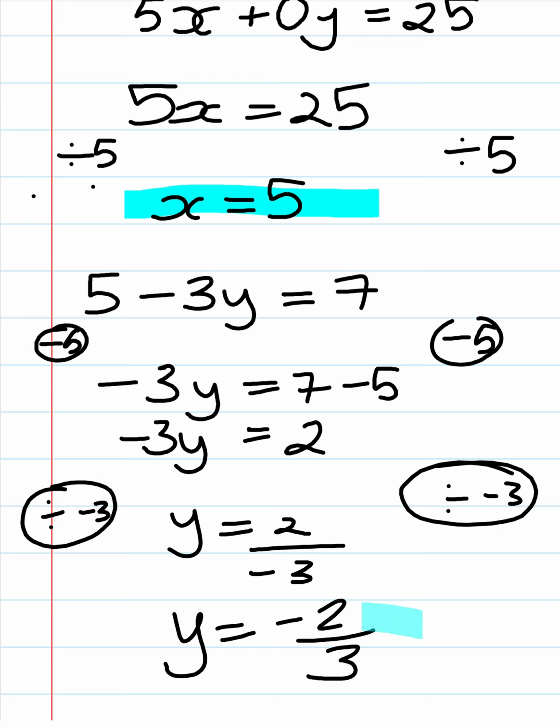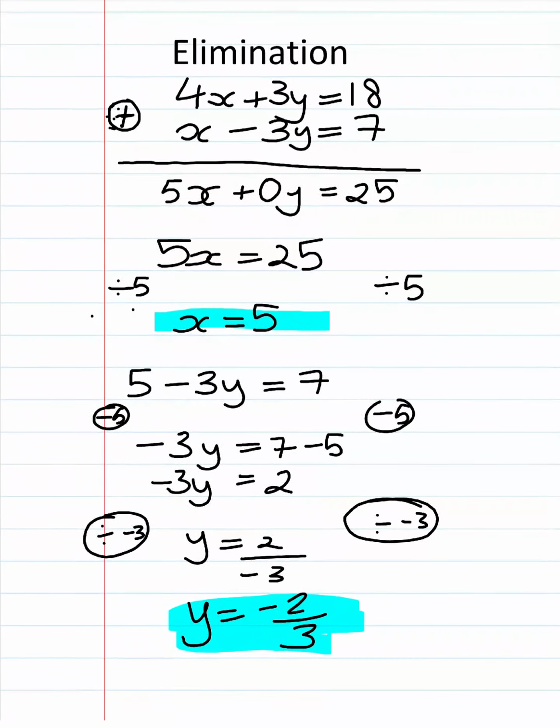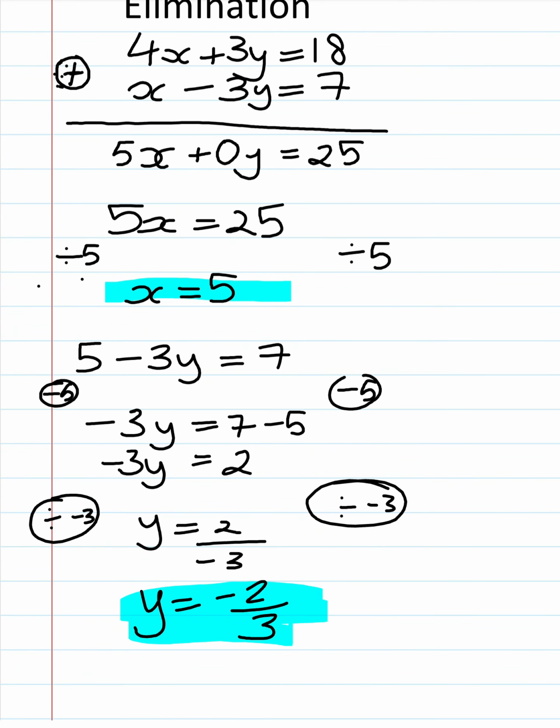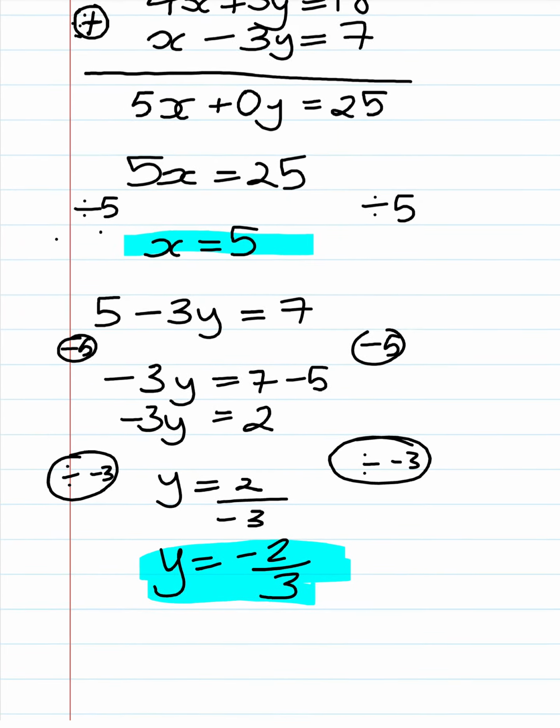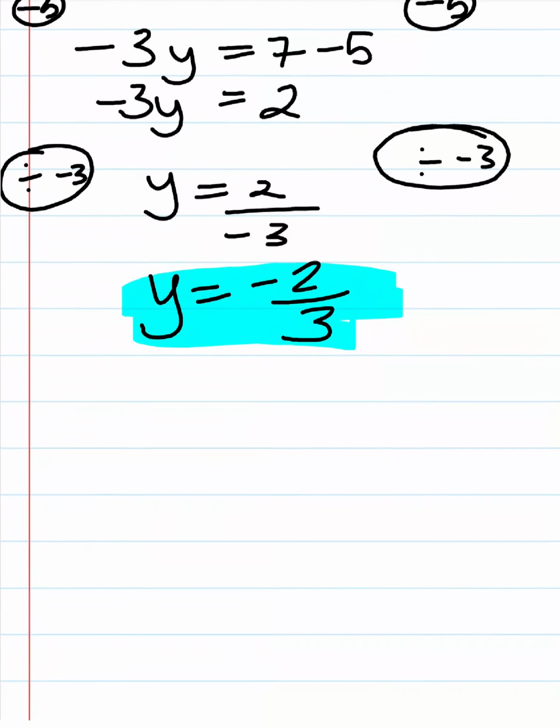And there we have it. We have two values for x and for y. A quick check we can carry out is by substituting our values for x and y back into an equation we haven't used yet, in this case the first one. Let's do that to see if our answer is correct.